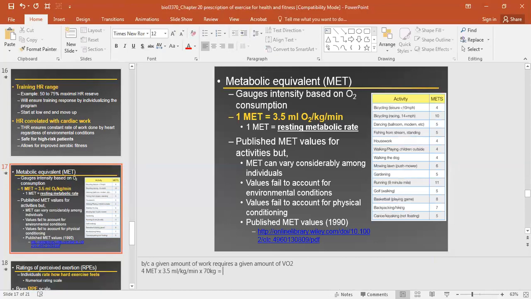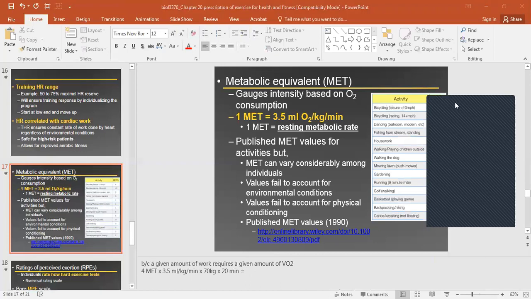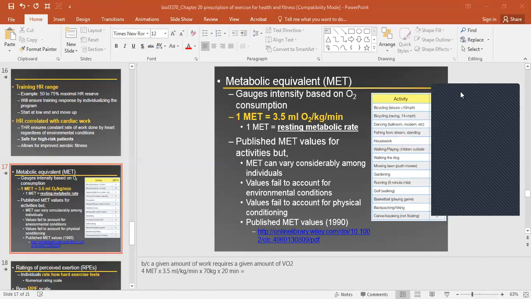So right now we've got, and they exercised for 20 minutes. We can calculate overall oxygen consumption in this bout of exercise, right? So it's 4 METs. They were riding a bike leisurely, less than 10 miles per hour, for 20 minutes. If we've got a MET value of 4, times 3.5 times 70 times 20.